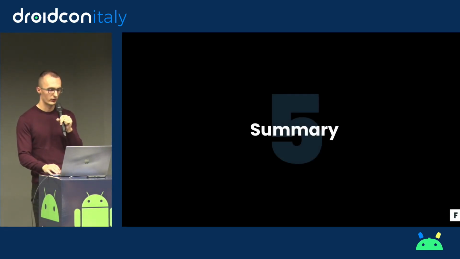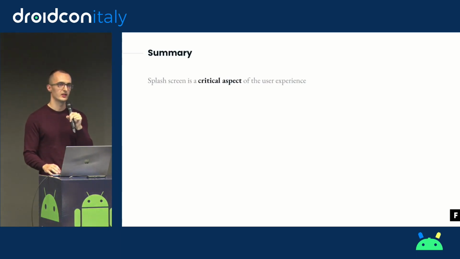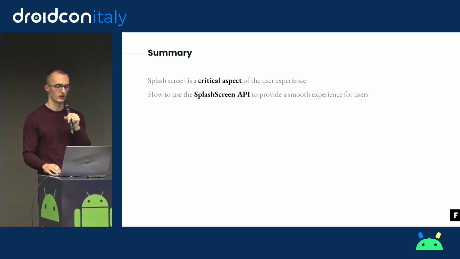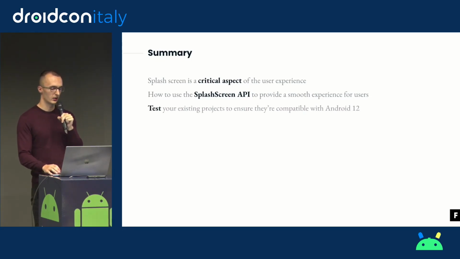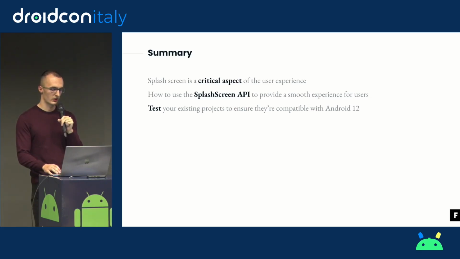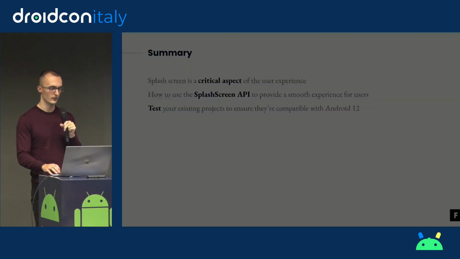And yeah, with this we've come to an end, so let's see what we have covered. We've seen that the splash screen is a critical aspect of the user experience. We've seen how to use the SplashScreen API to provide a smooth experience for users. And we took a look at the legacy methods that were used for implementing a splash screen before the SplashScreen API was available. The key thing that you should remember here is that you should test your existing projects to ensure that they are compatible with Android 12.